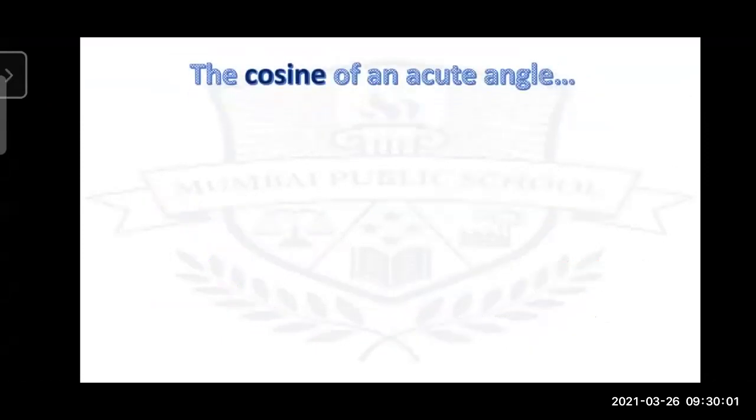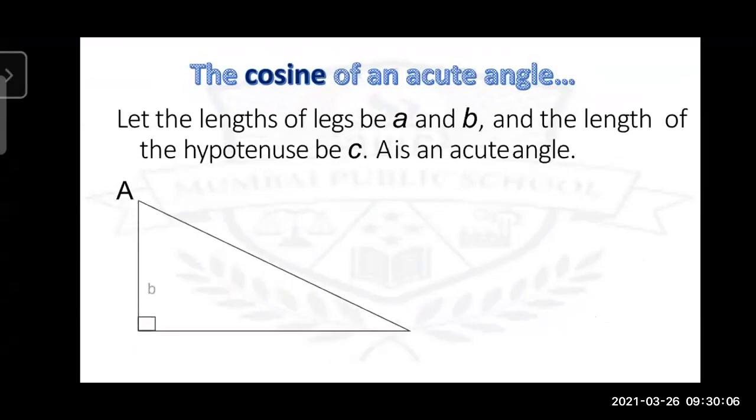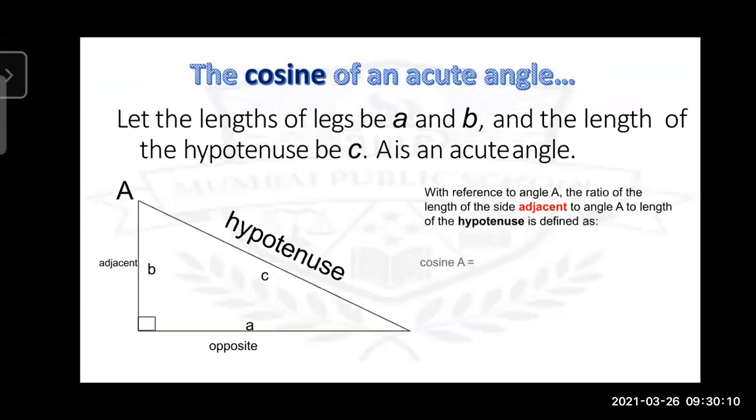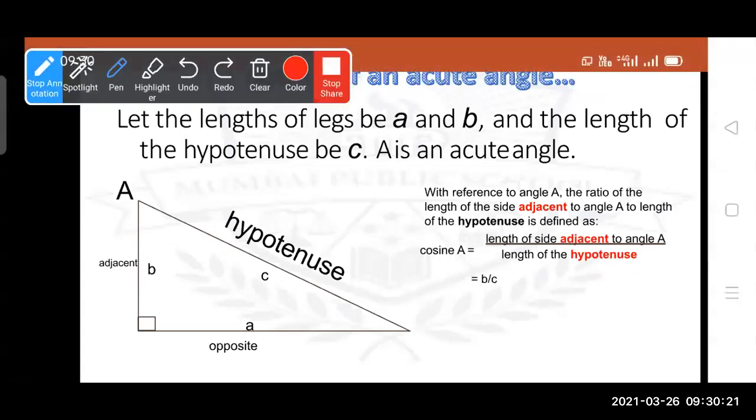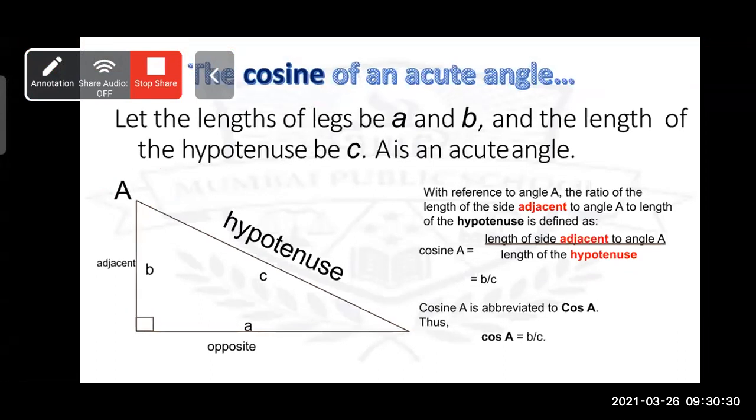Now second, cosine of an acute angle. Again we draw the triangle. Cosine is the ratio of the length of the adjacent side to the length of the hypotenuse. The adjacent side of this angle is b, so here we write b by c. So cos A is equal to b by c.